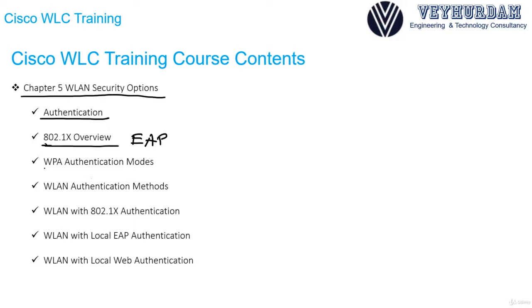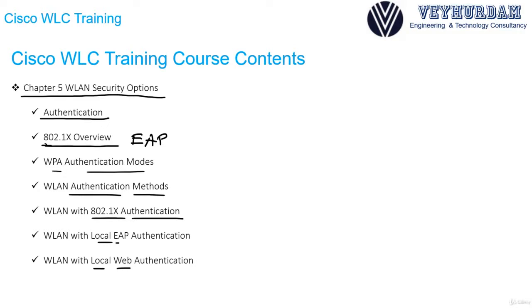labs related with WPA authentication modes, different wireless LAN authentication methods, wireless LAN with 802.1X authentication, wireless LAN with local EAP, and wireless LAN with local web authentication will be dealt with in this chapter.